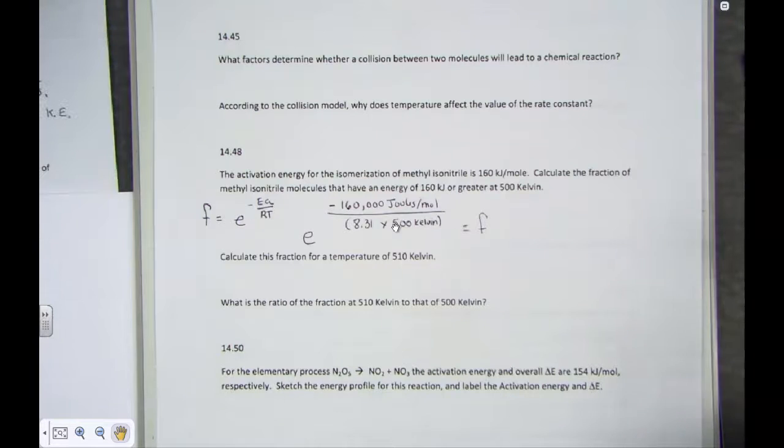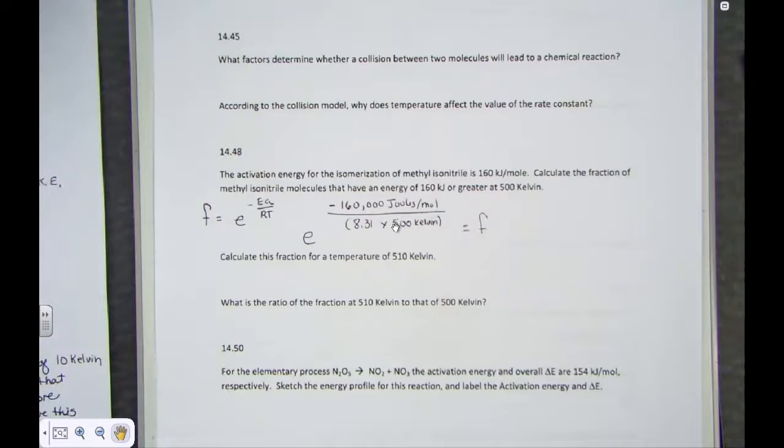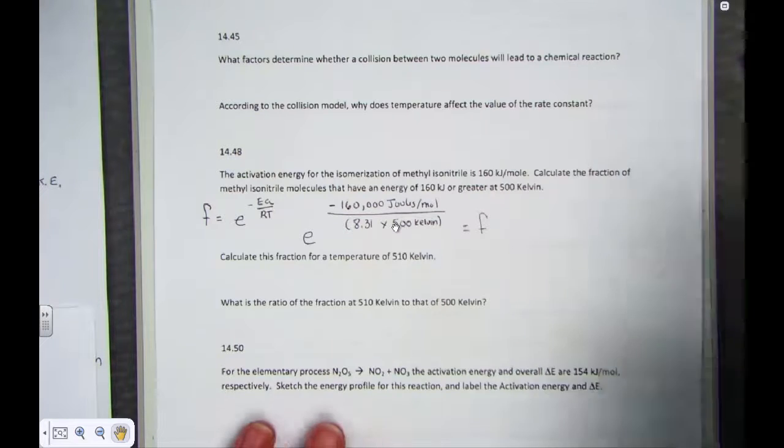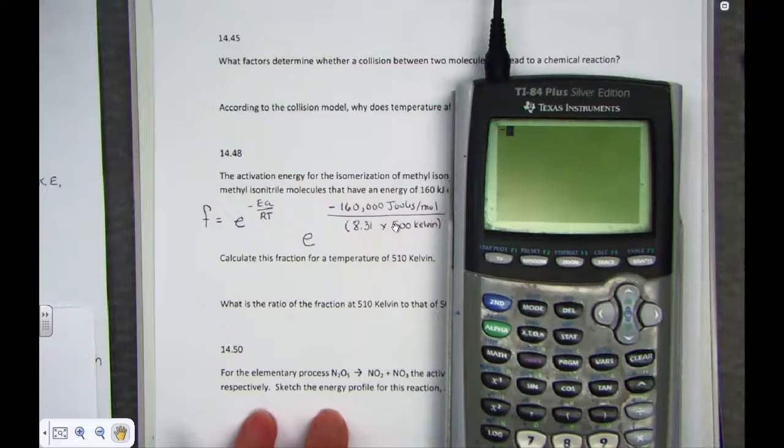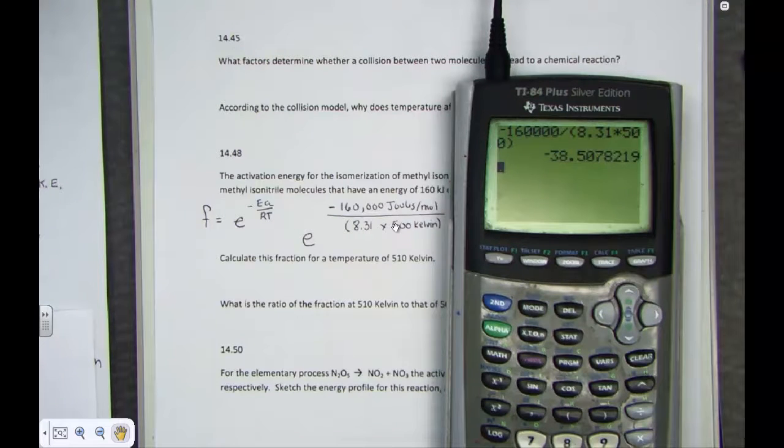Now hit with me to be sure I'm doing it correctly. I always like calculator buddies. So here we have negative 160,000 divided by parentheses 8.31 times our Kelvin temperature, 500. And I get an answer. I want to take e raised to that, so see what I've done? Second function natural log of my answer, and I get a value. My value is 1.88 times 10 to the negative 17th.